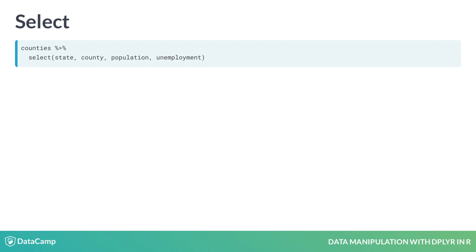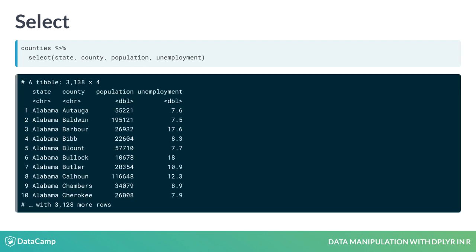We can do this using the select verb. Select extracts only particular variables from a dataset. In this case, you can type counties, then the pipe operator, then select, then the variables of interest.